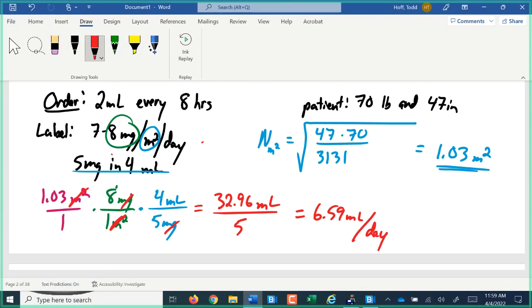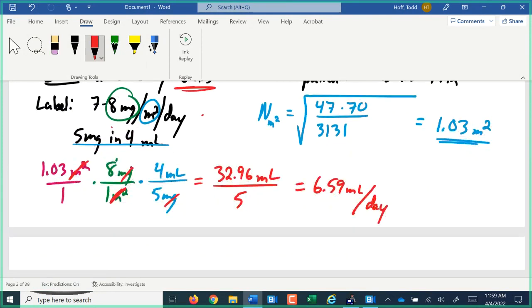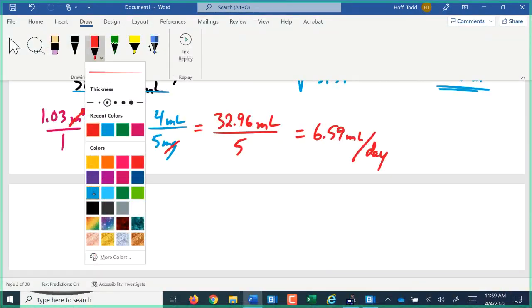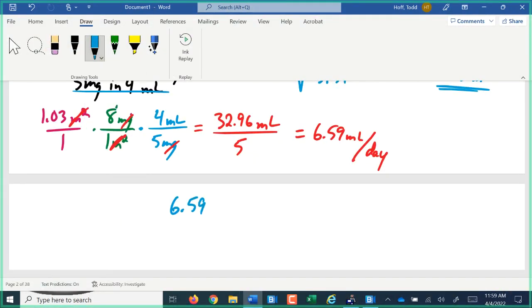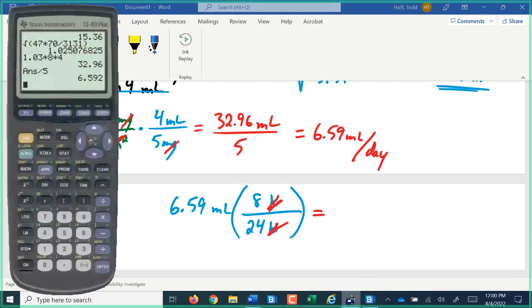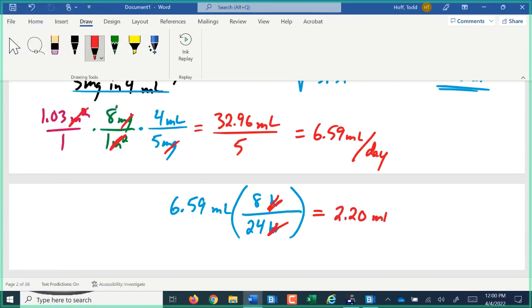We've got to bring in that time frame. The doctor ordered it every 8 hours. Titration, 6.59 milliliters. We have to do a conversion. A day is 24 hours. It'll be per 8 hours. The hours cancel out. We take our 6.59 times 8 divided by 24. 2.20 basically. Milliliters every 8 hours. That is the max dose. Now find the minimum.